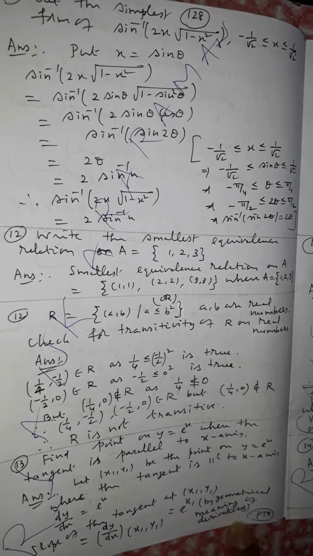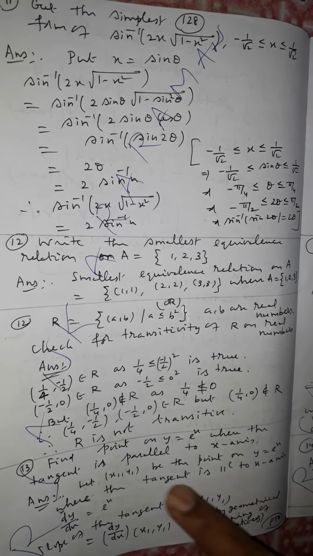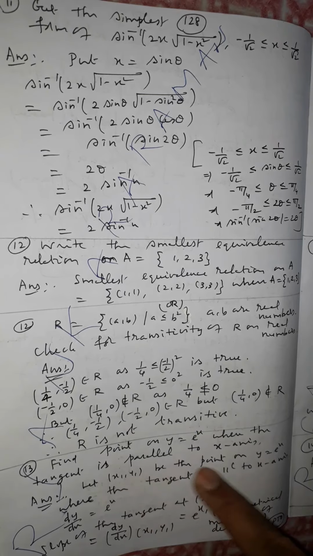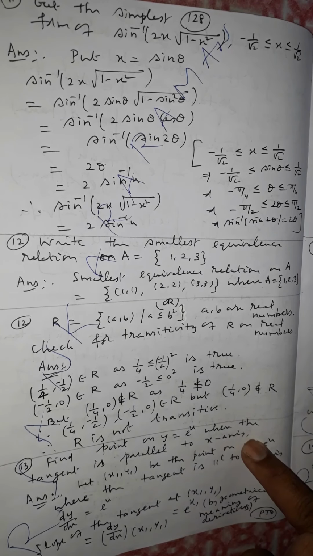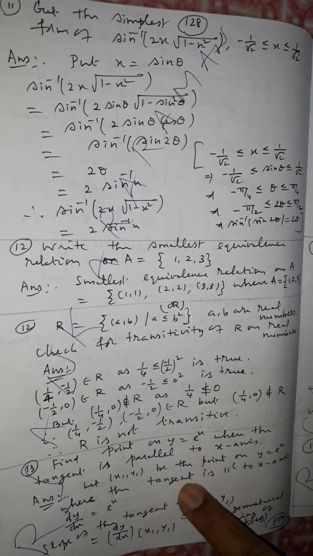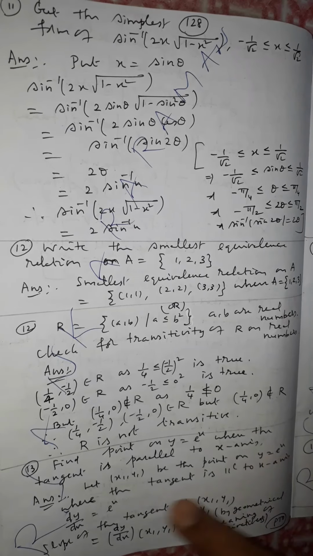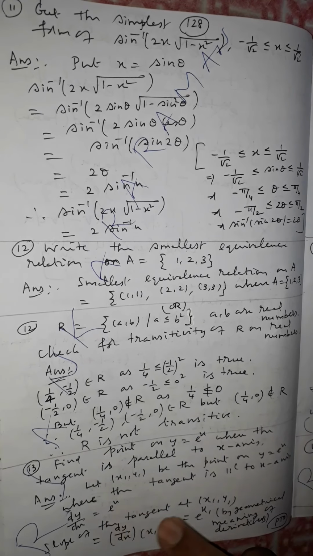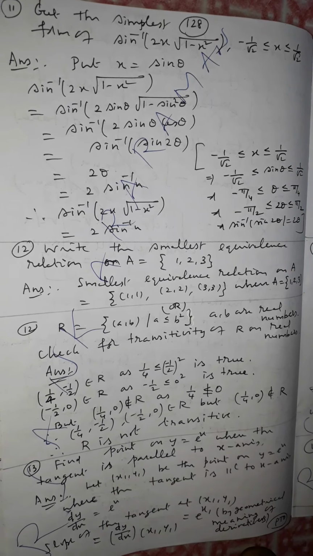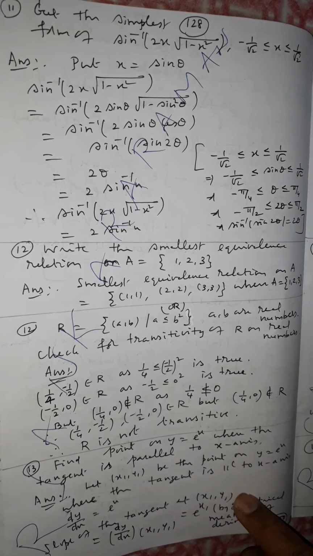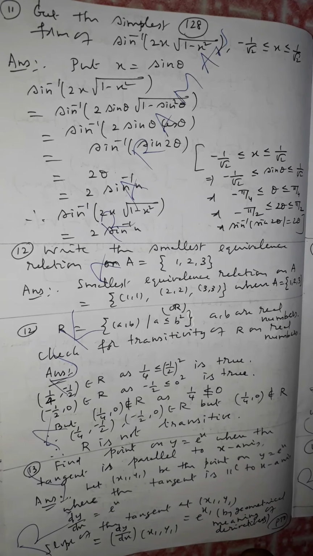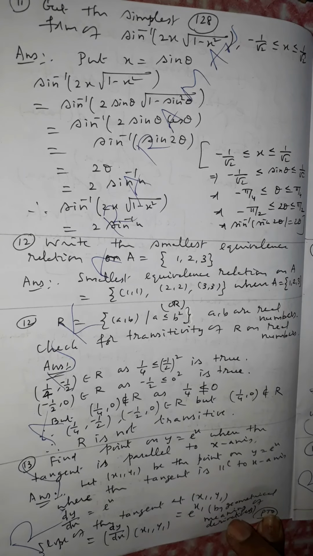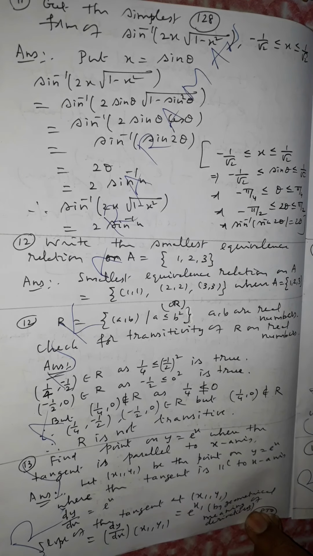Question number 13. Find the point on y is equal to e power x where the tangent is parallel to the x-axis. Let (x1, y1) be the point on y is equal to e power x where the tangent is parallel to the x-axis. dy by dx is equal to e power x. Now, the slope of the tangent at (x1, y1) is dy by dx at (x1, y1), which is e power x1, by the geometrical meaning of derivatives.